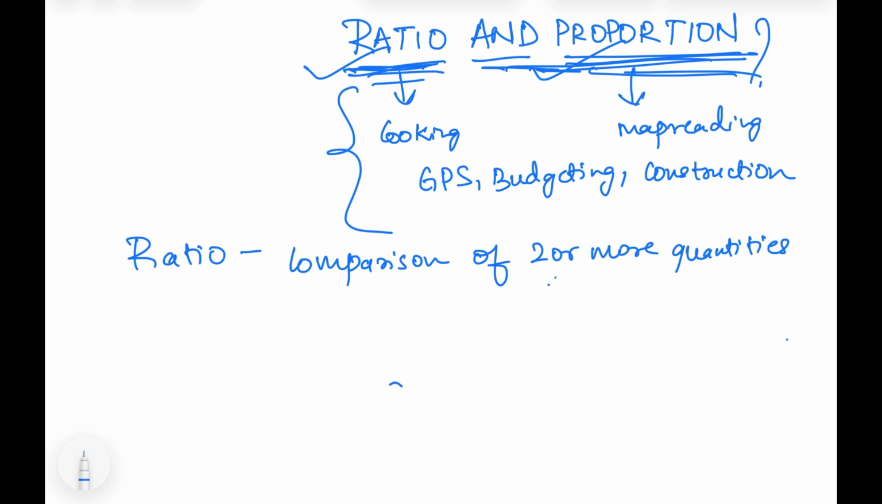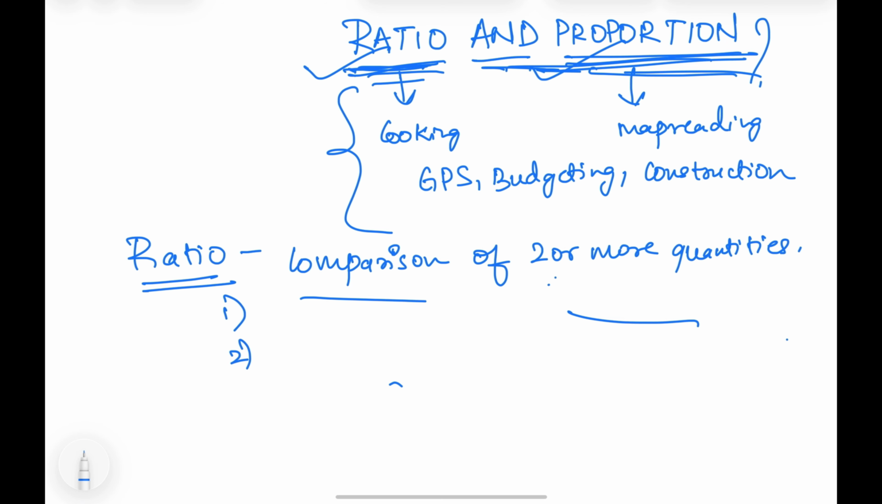It will always be two or more quantities, because when we have to compare, we need more than one. Obviously, you cannot compare one thing with itself, right? So for comparison, we need two or more things. So comparison of two or more quantities is called a ratio. That means how many times one value is there and what is the relation of this value to the other value is ratio.